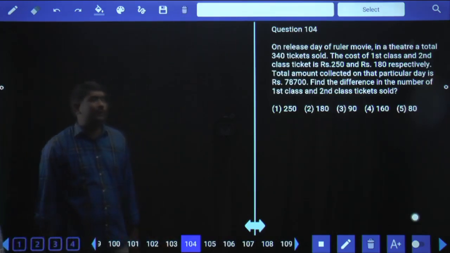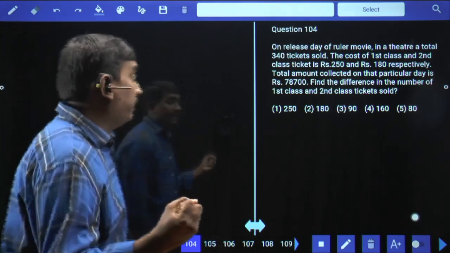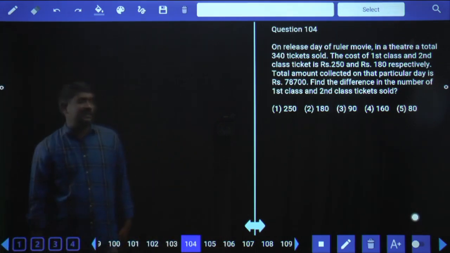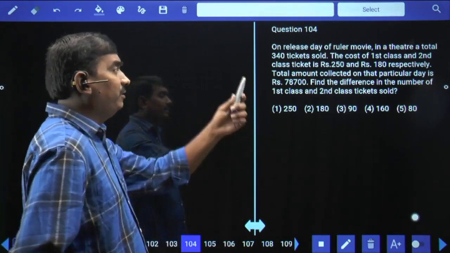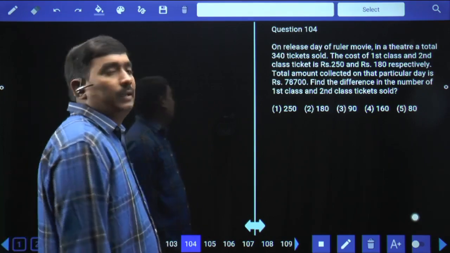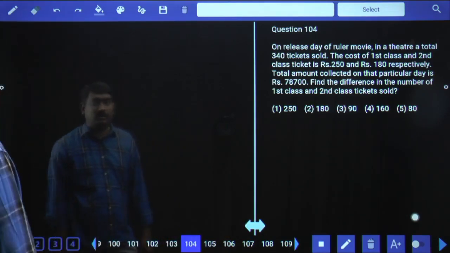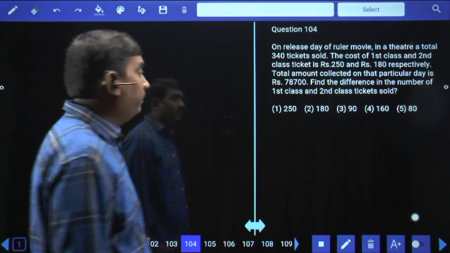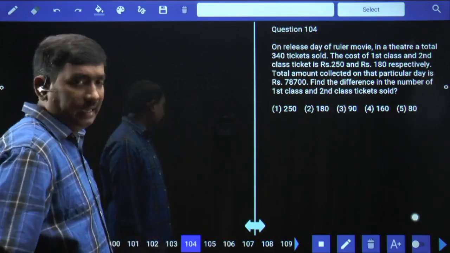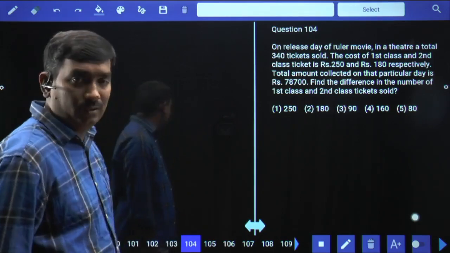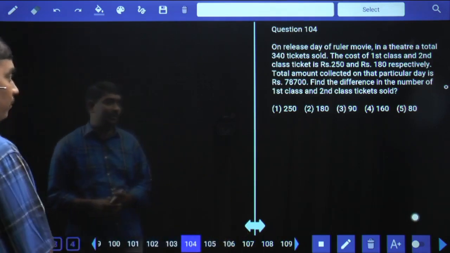On release day of Ruler movie in a theater, a total of 340 tickets were sold. The cost of first class and second class ticket is 250 rupees and 180 rupees respectively. Total amount collected on that particular day is 78,700 rupees. Find the difference in the number of first class and second class tickets sold.